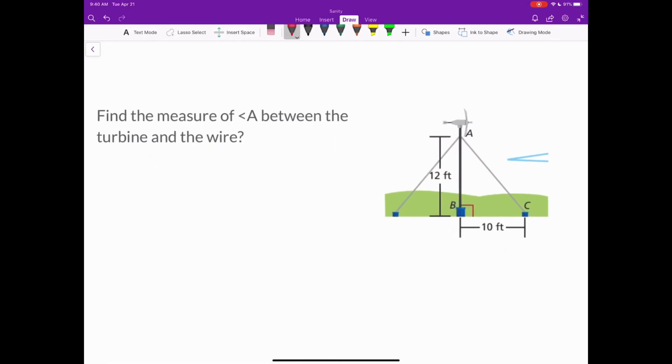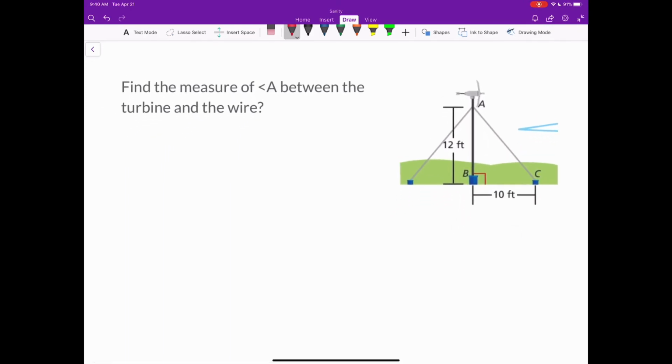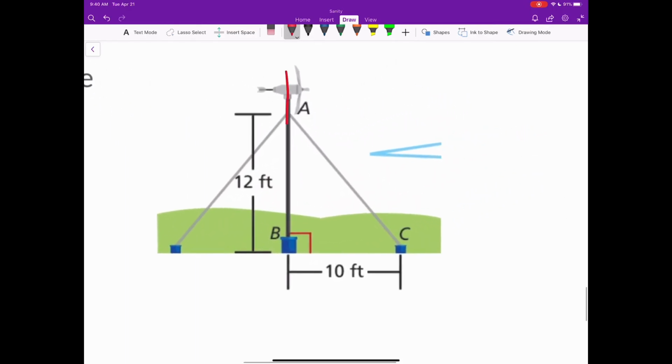All right, so this one here, last one, just a little word problem for you. It says find the measure of angle A between the turbine and the wire. So I'm going to zoom up here. Here's the turbine. Here's the wire. And basically what I'm asking for is, what is this angle right here? So I'm going to highlight that in yellow. What is that angle right there? So we're going to treat that as our reference angle theta. That's what I need to find.